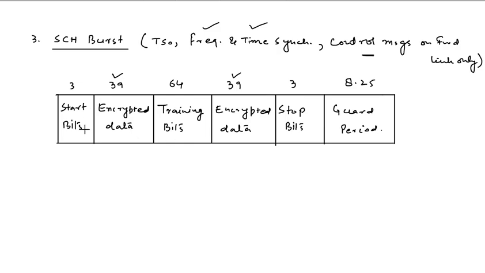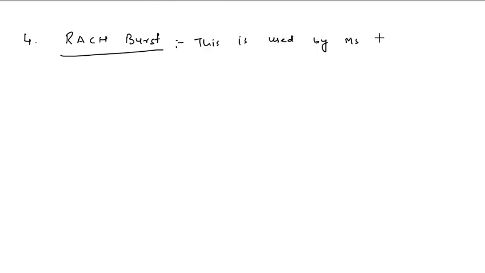Okay, all the fields that I have already explained in the previous format. And the next one is your random access channel, that is RACH burst. This channel burst is used by the mobile station to access services from any base station.